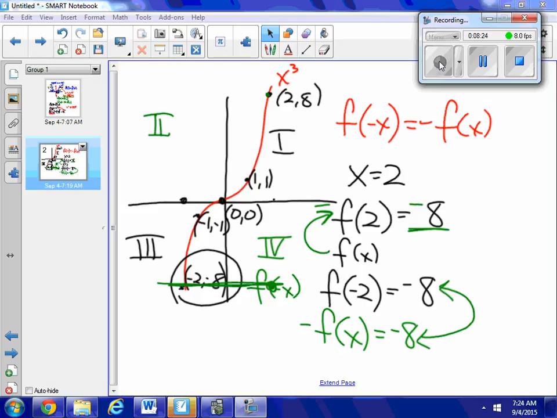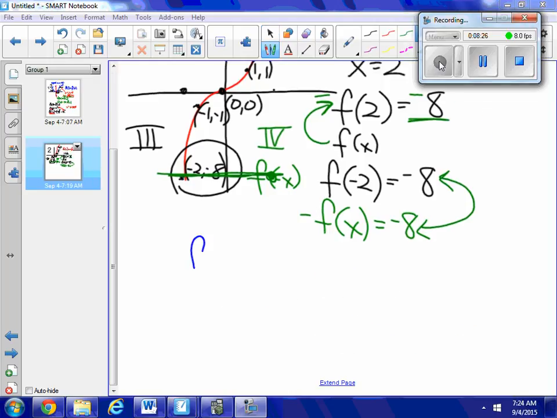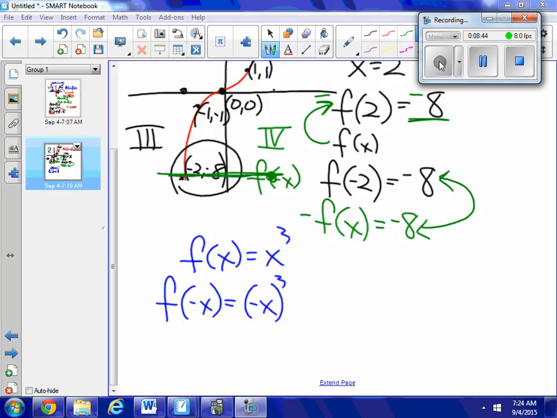If I want to show it algebraically for my function f of x equals x cubed, then what I do is I always start with the even first. I say f of negative x is equal to, well, that would be equal to negative x, cubed. Then if I cube negative x, I can get rid of these parentheses and I get negative x cubed. And I can see that negative x cubed and x cubed are not the same. So this function is not even.